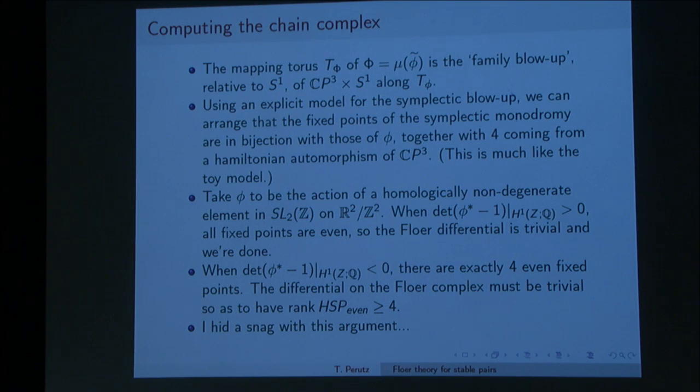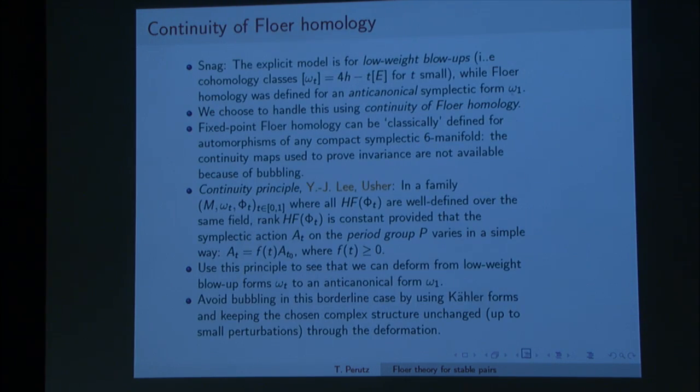There's an annoying snag with this approach, which is the following. To make it work, one needs to be able to use rather explicit symplectic forms on blow-ups. And that's easy to do when the weight of the blow-up is low, so you're using a symplectic form which has small area on the exceptional spheres. But the trouble is we actually want to work with an anti-canonical symplectic form.